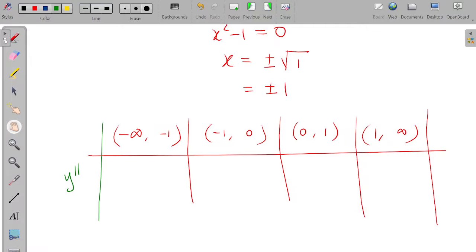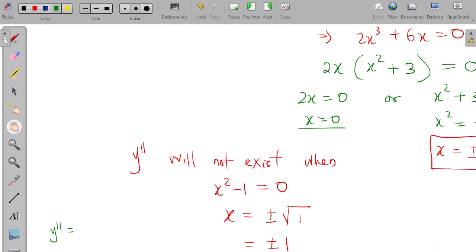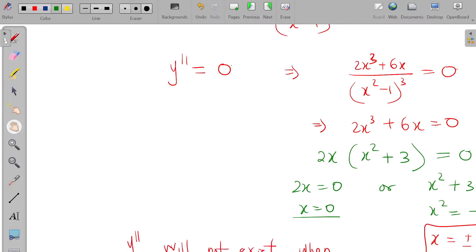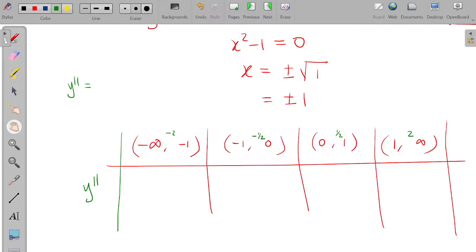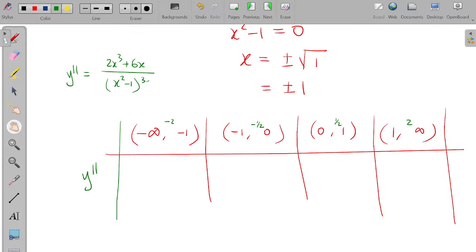So if you pick a point within each interval, pick a point here like negative 2, pick a point here like negative a half, pick a point here, half, pick a point here like 2, and put each of them in our second derivative. Let me write the second derivative again. So we have 2x cubed plus 6x all over x squared minus 1 raised to power 3. Okay, we want to put each of them in our second derivative.